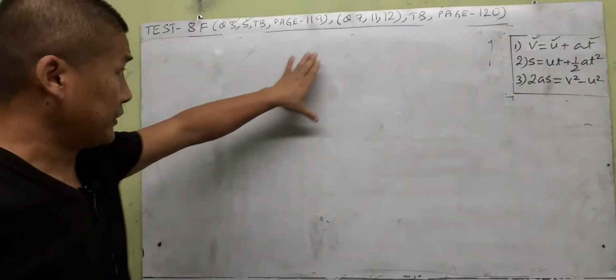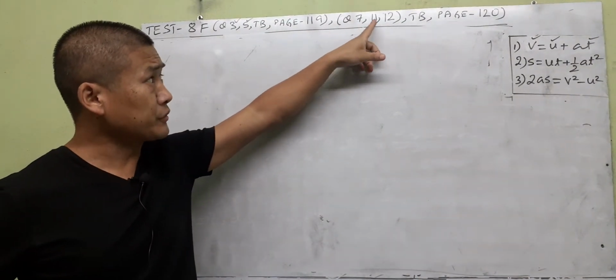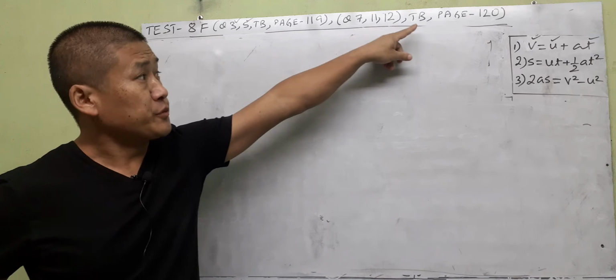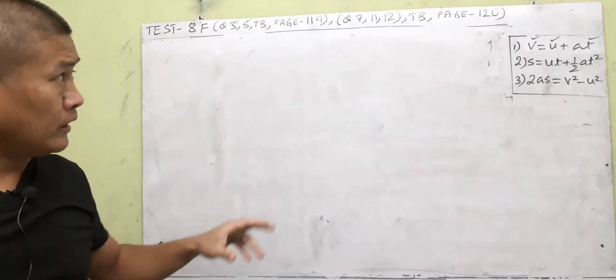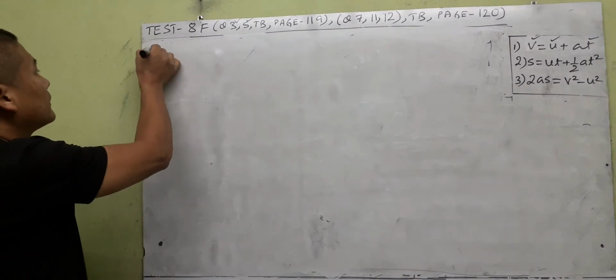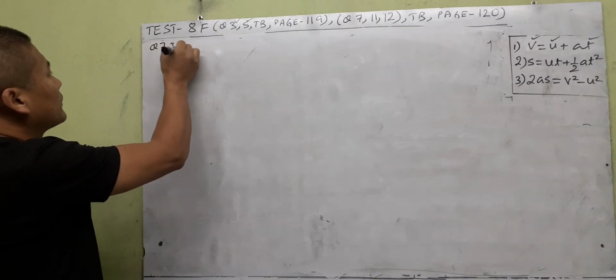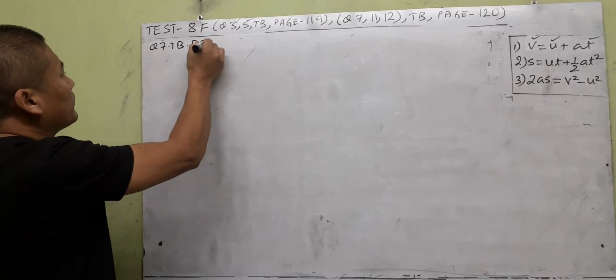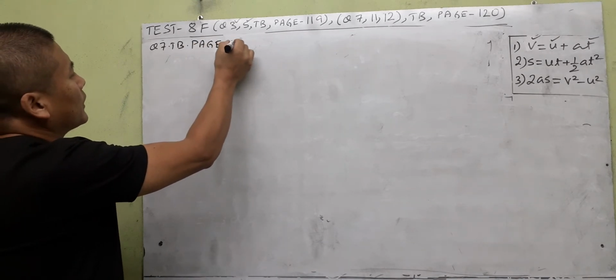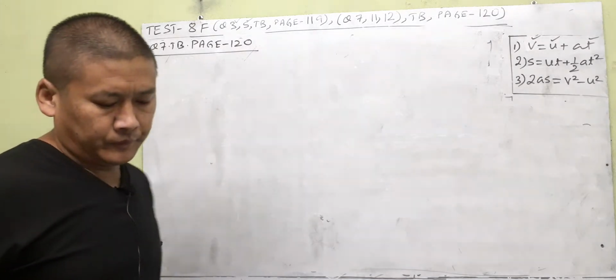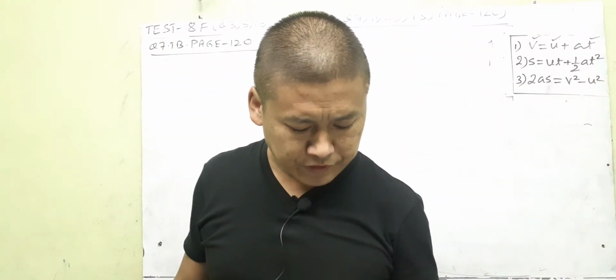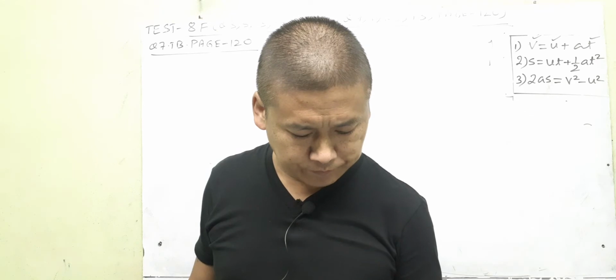So in this class, we'll do the last 3 questions on textbook page 120 of this test 8F portion. Let's go to question 7 first. Open your textbook to page number 120. Let's see the question there. I'll read the question for us.